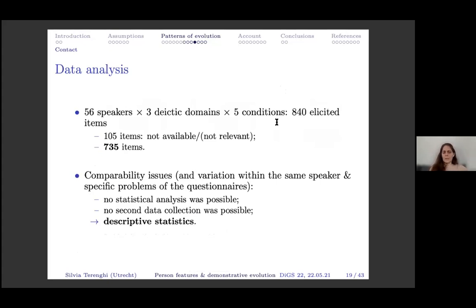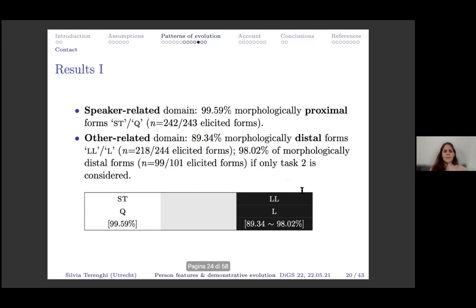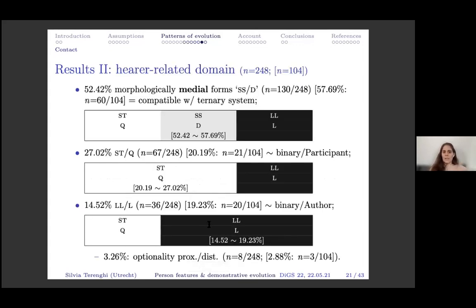And also given the fragmentation of our samples, so you've seen we had different dialects, different contact languages, different generations, and while there were also some other issues, here I will only be able to show you some descriptive statistics. So as this table shows, the speaker-related domain and the other related domains, so the non-participant oriented one, are overall stable, but instead the hearer-related domain shows quite some variation.